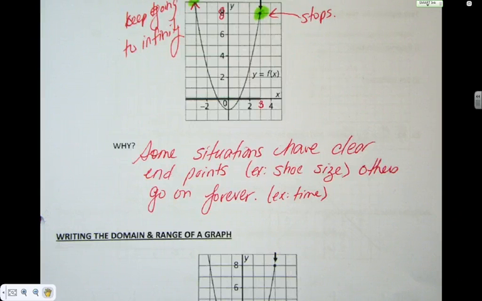Christopher, is that a mature use of my ruler? Could you put it down?